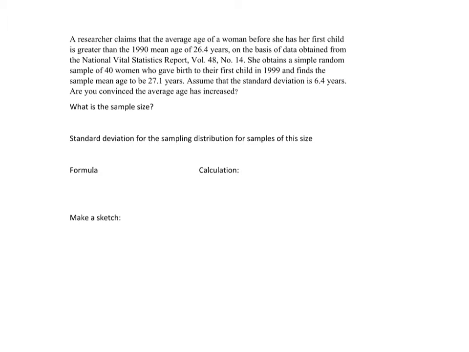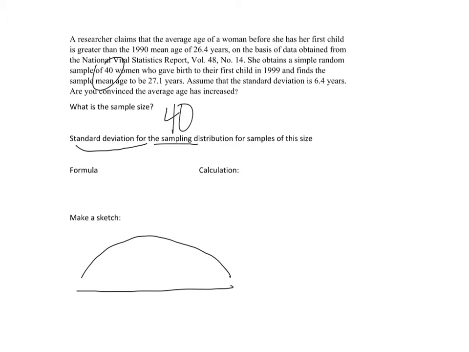So what's the sample size? Well, 40 women. And as you hopefully remember from last week, the way you describe these sampling distributions is that they're normal. The central limit theorem tells us they're normal. They tell us that the center is that stated average, and the variation or the spread is described by a standard deviation because it is normal. It's a symmetric distribution.